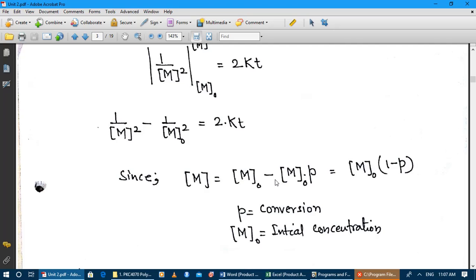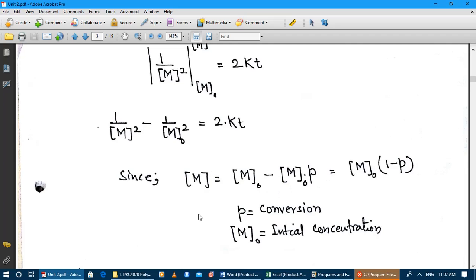Let's say after a certain time T, conversion is 60%. So the value of P will be 0.6. That means 60% of the initial monomer taken has been converted into polymer. So M naught multiplied by 0.6 is the amount that has already been converted into polymer. So the concentration of the remaining monomer will be just 40% of the initial concentration taken.